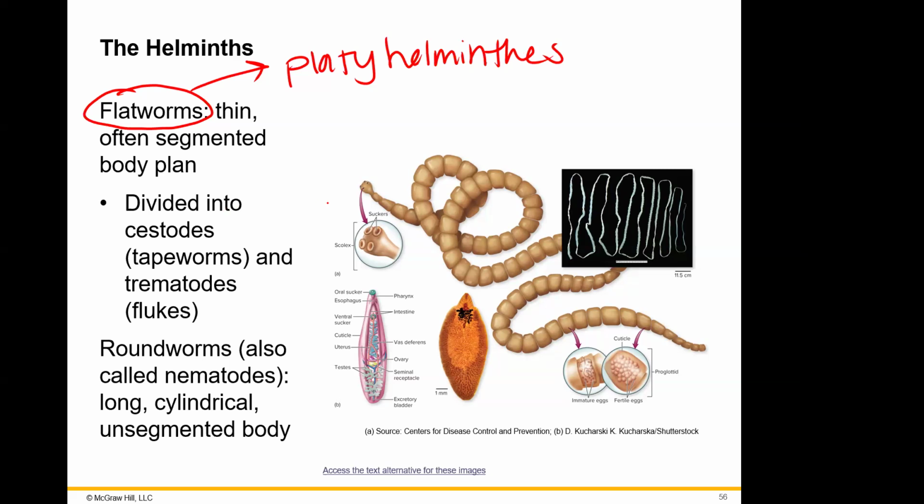You can divide the flatworms up into the cestodes, which are the tapeworms, and the trematodes, which are the flukes. Those are flatworms. We also can have roundworms, and our roundworms are called nematodes. They don't have any breakdown words. They're just the nematodes, okay? So those are our fancy words: platyhelminthes, cestodes, and trematodes, and then the nematodes for the roundworms.